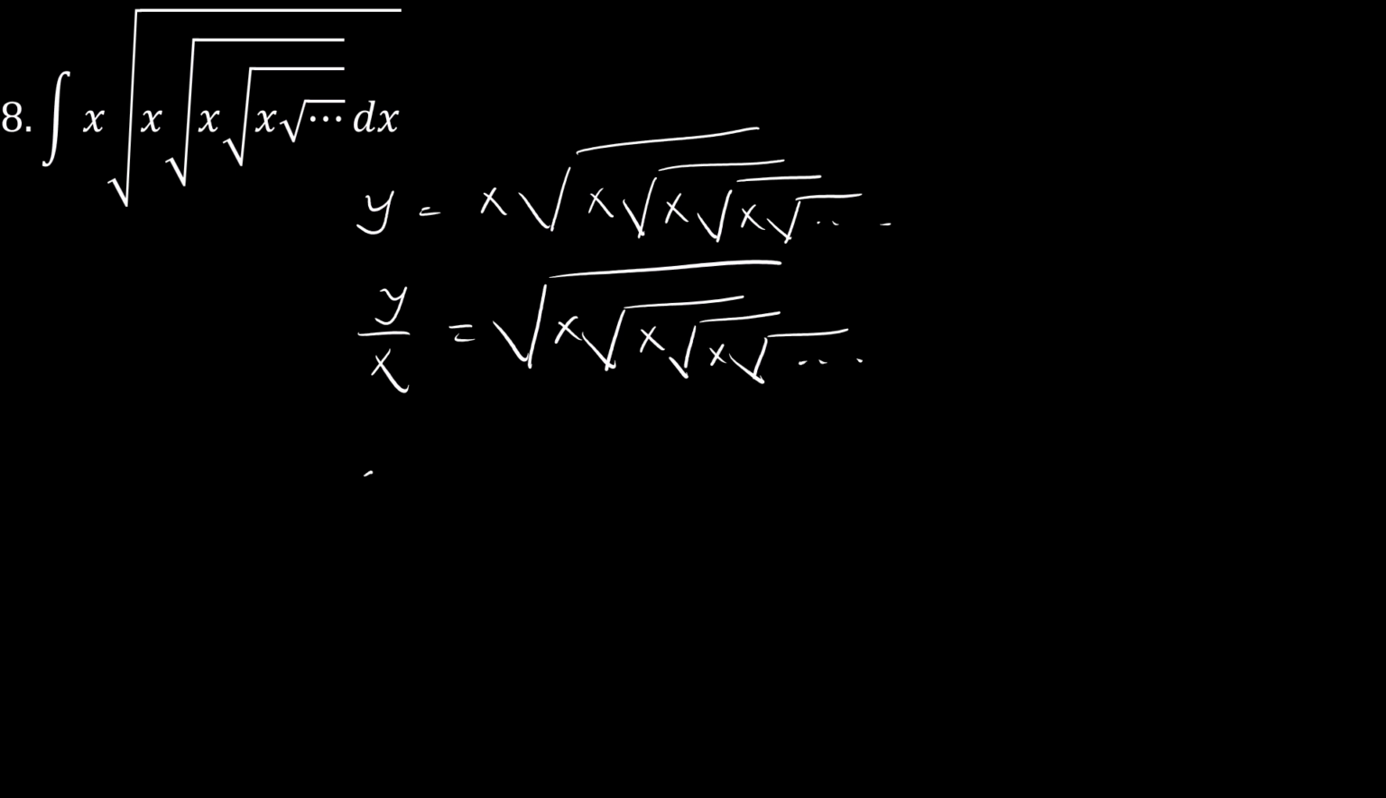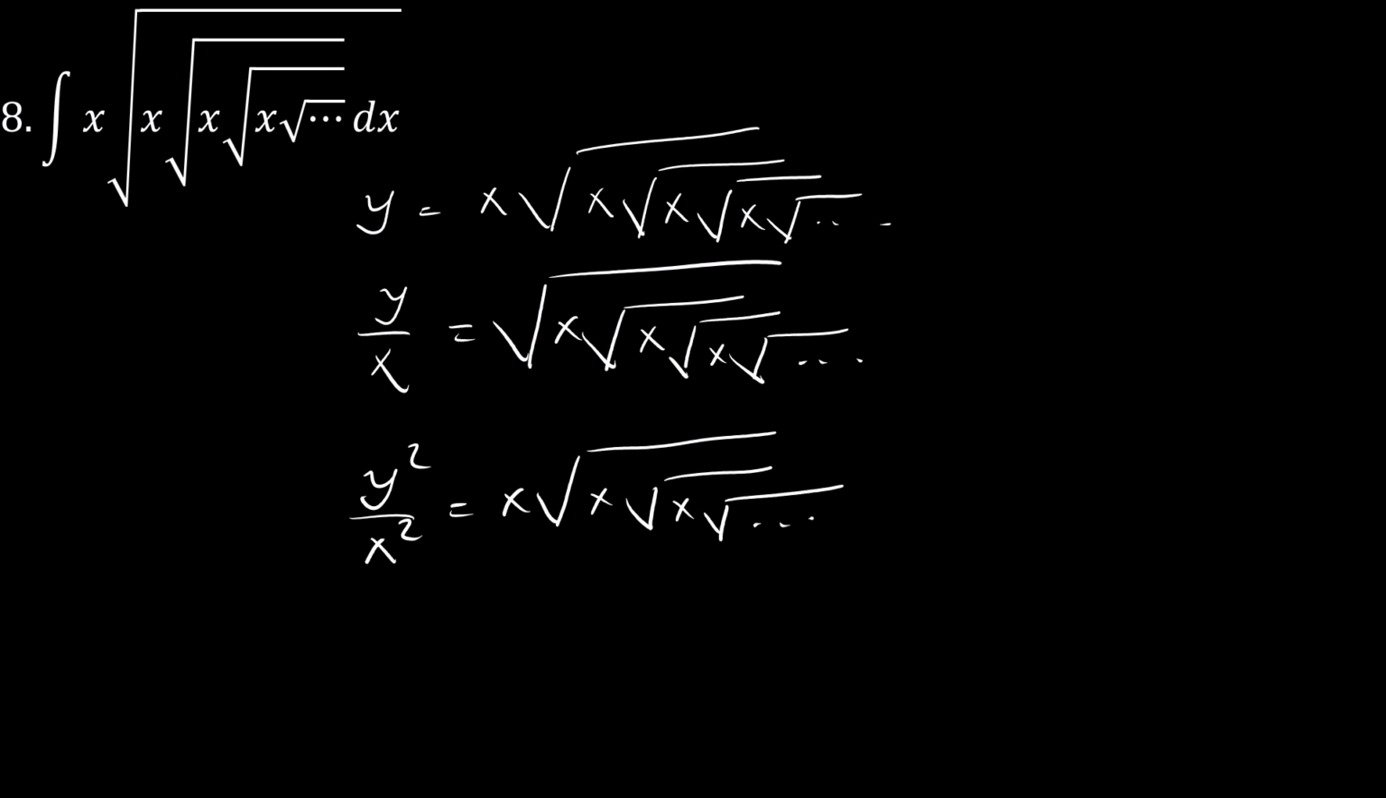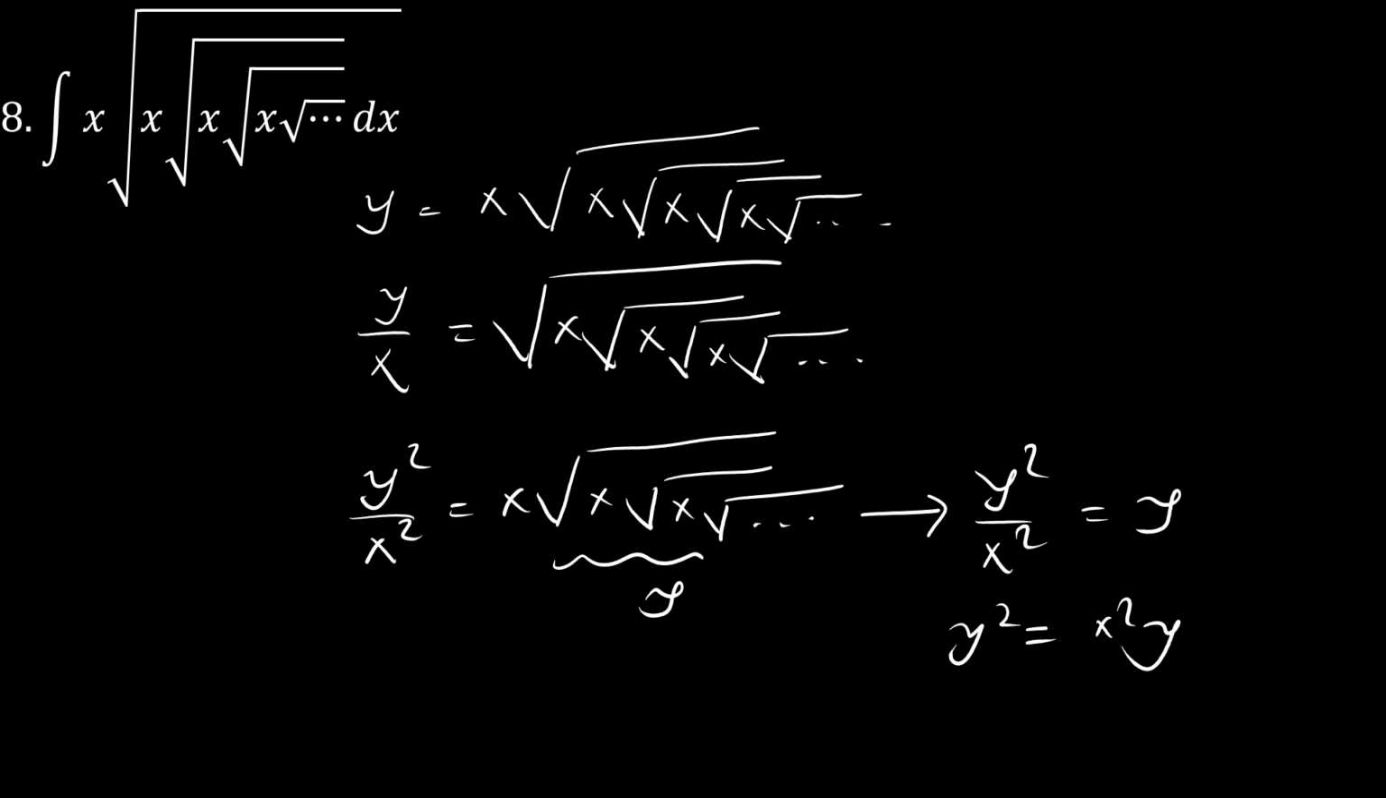But now if we square it, we get this, which is the same as y. So what this tells us is that y squared over x squared is the same as y. So y squared is equal to x squared y, meaning that y squared minus x squared y is equal to 0. We can factor y out. We have y times (y minus x squared) equal to 0.